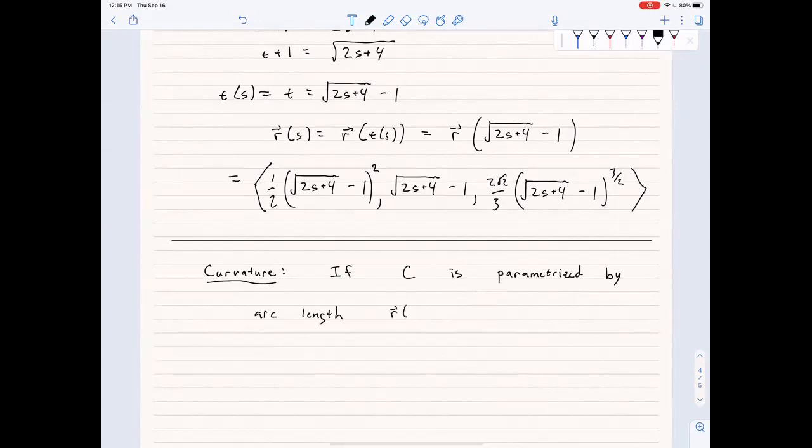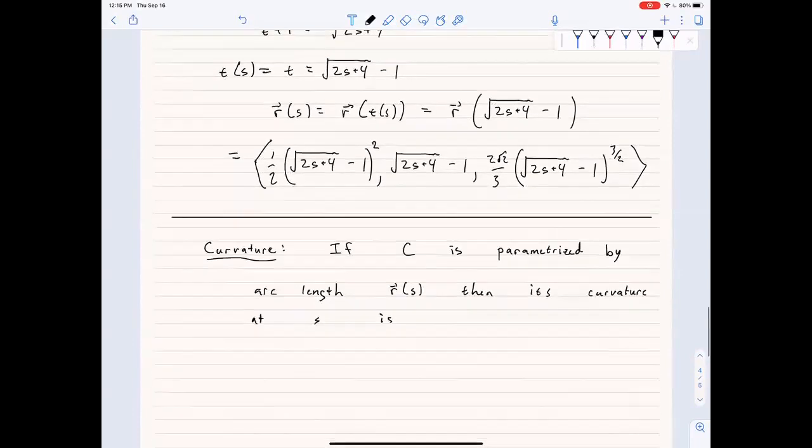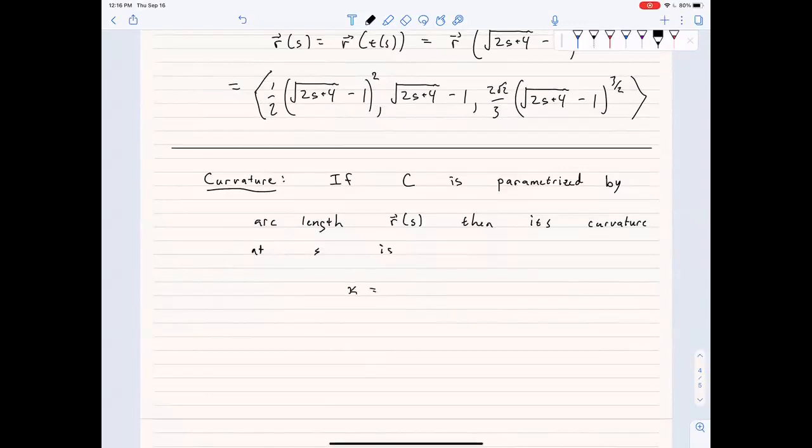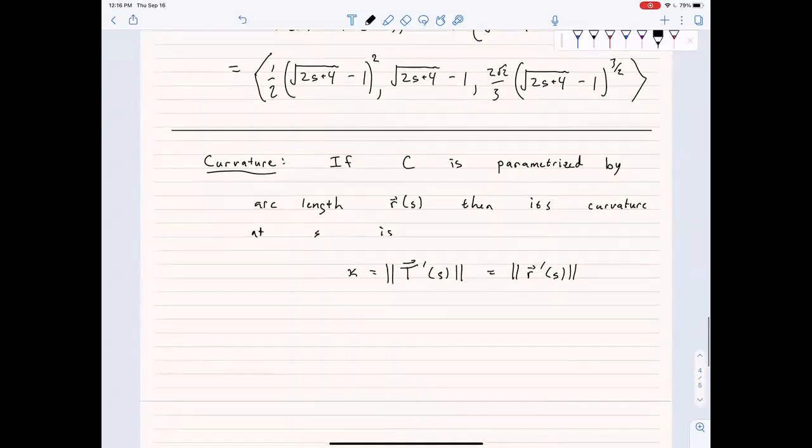R of S, then its curvature at S is written as kappa, which is equal to the norm of the derivative of the unit tangent vector at S. You will notice that because it's arc length parametrized, this is also equal to the ordinary derivative of the position, because the speed is 1, the unit tangent vector is equal to the derivative, or this velocity vector. Pardon me, I'm sorry.